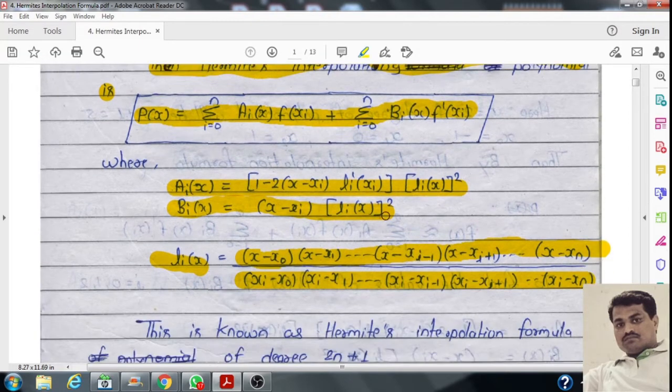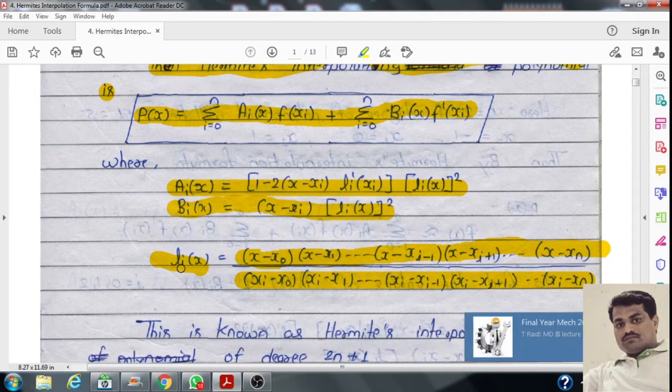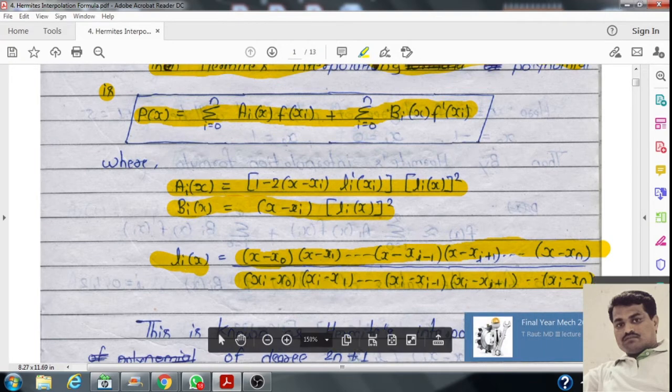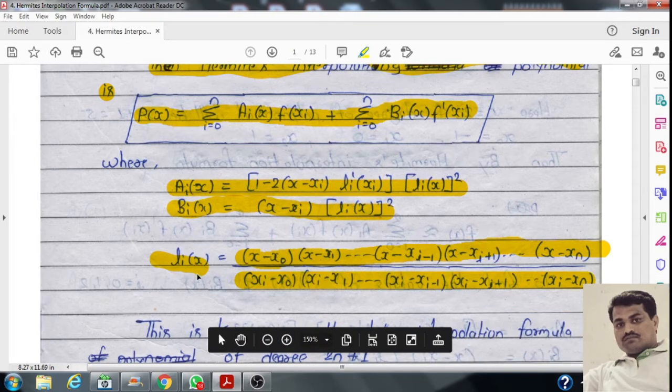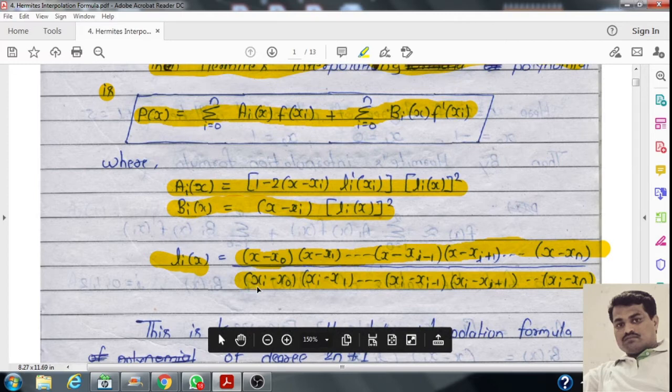For Ai(x) and Bi(x), first we need to calculate Li(x). Li(x) means very simple. Here we can take i is equal to 0 to n. If it is i is equal to 0, then what will happen? L naught of x is equal to, here we subtract all the values of x from x variable except x naught. Means we skip the first factor x minus x naught and we write x minus x1, x minus x2 and so on x minus xn. In the denominator also you can take x naught minus x1, x naught minus x2 and so on.